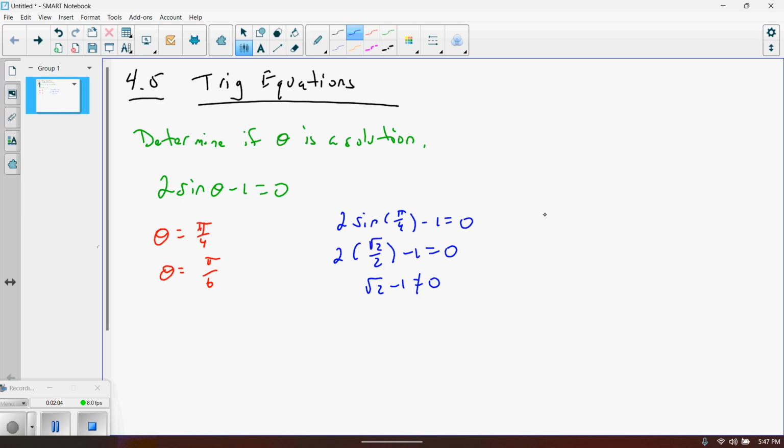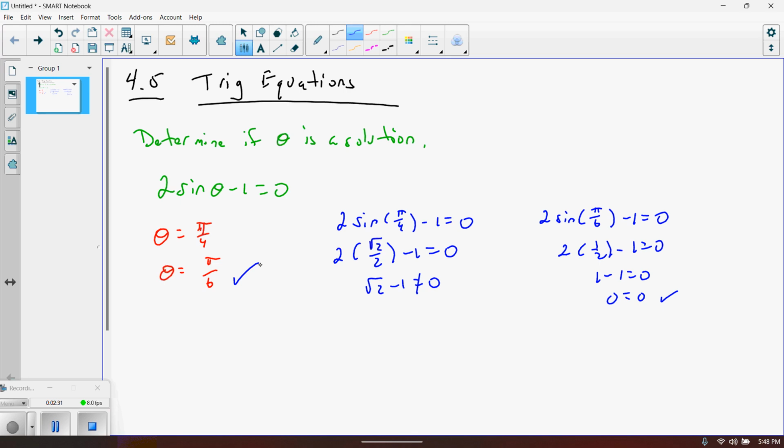Let's try it for pi 6. 2 sine of pi 6 minus 1 equals 0. The sine of pi 6 is 1/2. 2 times 1/2 is 1. And 1 minus 1 is indeed 0. So pi 6 is a solution to this equation.